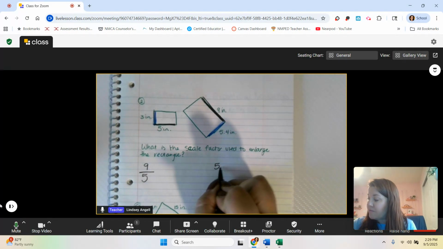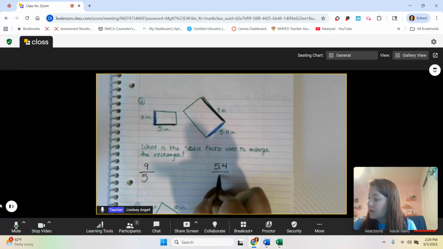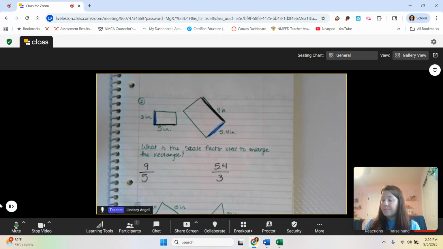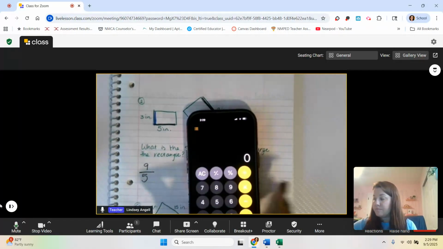We can say 5.4 to 3. Now, with both of these, if they are proportional, then we should be able to set them equal to each other, cross multiply, and get the same amount. That's not our focus today though, but that is a good thing to remember. So if I'm comparing for scale factor, I'm going to do 9 divided by 5.